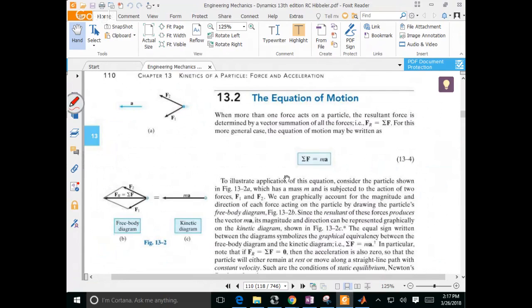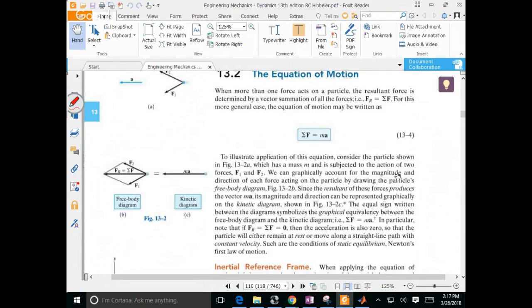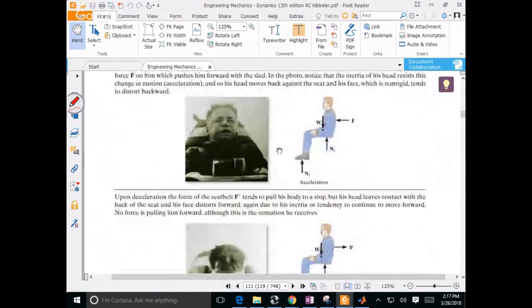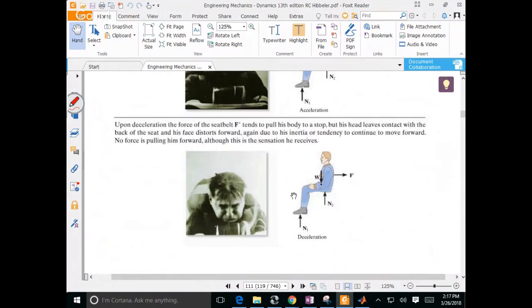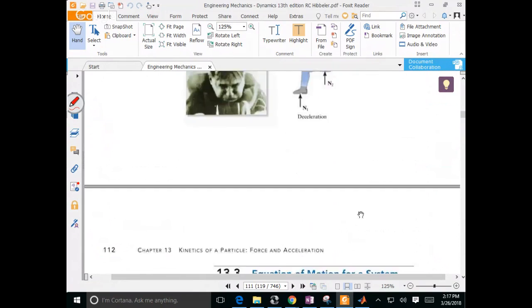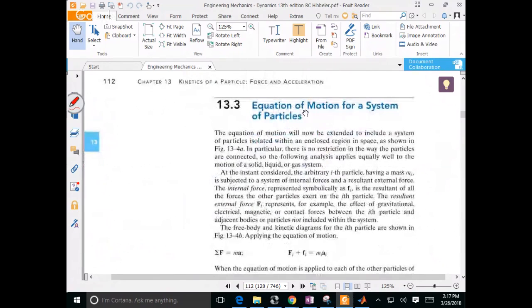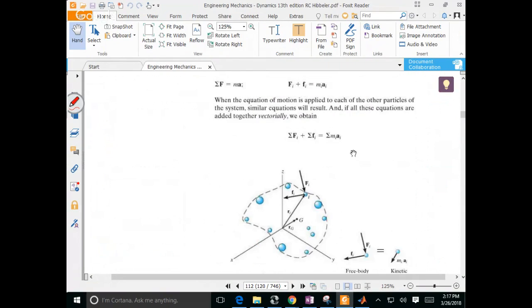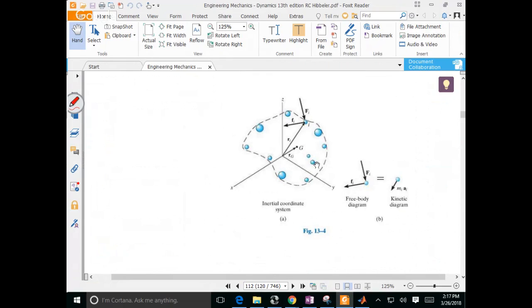So that's pretty much it. And then the key is, what does this thing look like? Well, if you go down, okay, there's a guy. He's being pulled on. Look at his face. And then he's being stopped. Okay, so here he's talking about the equation of motion for a system of particles. The only system of particles we've got means two masses somehow connected together, always through a pulley or a rope. But he makes it general.